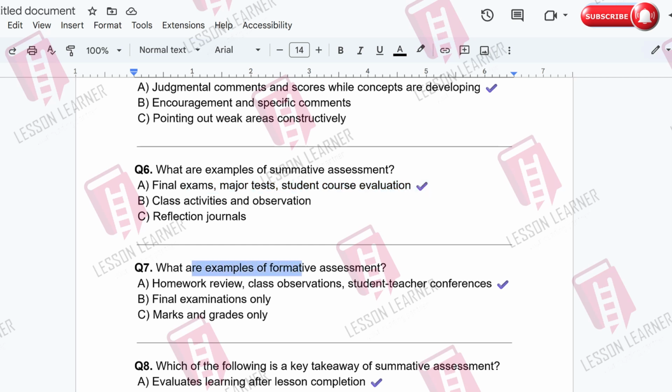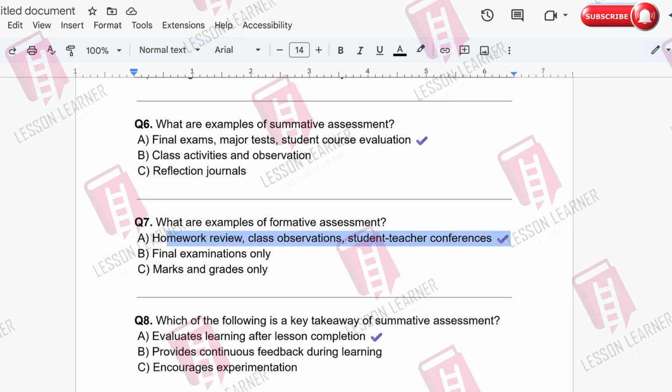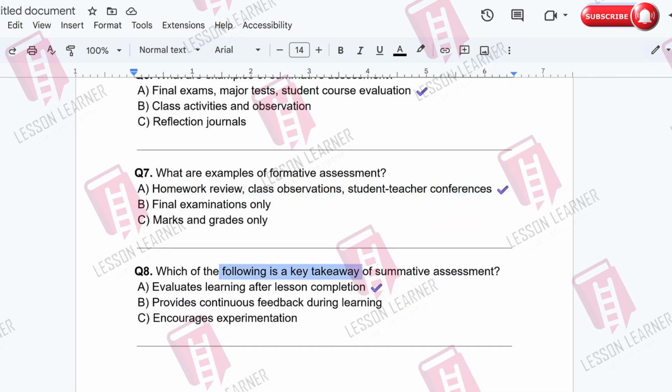What are examples of formative assessment? Homework review, class observation, student-teacher conferences. Which of the following is a key takeaway of summative assessment? Evaluating learning after lesson completion.